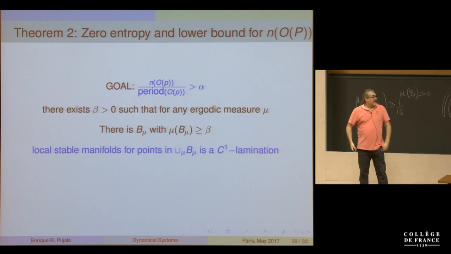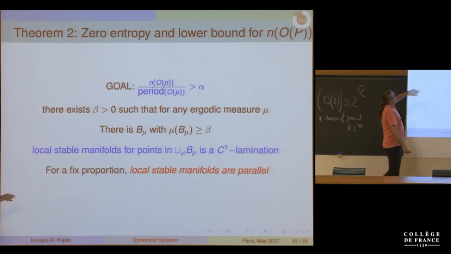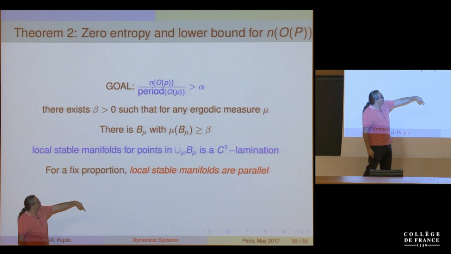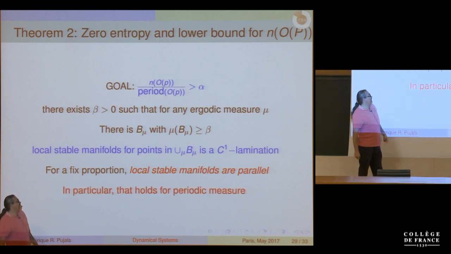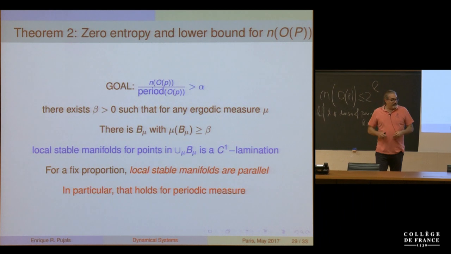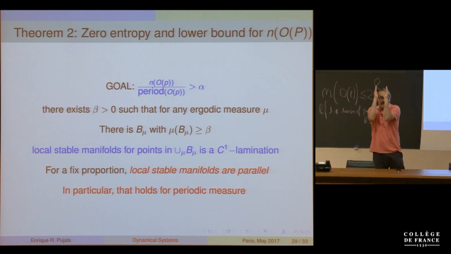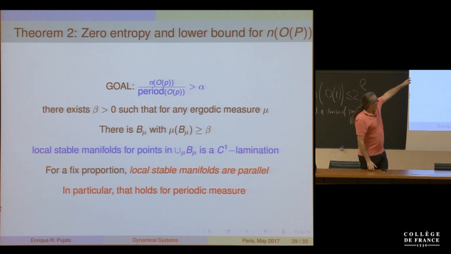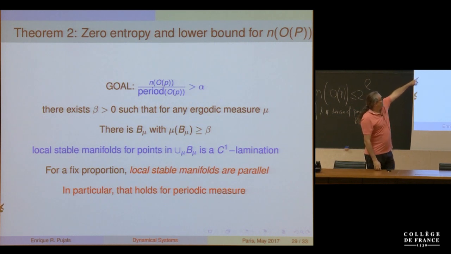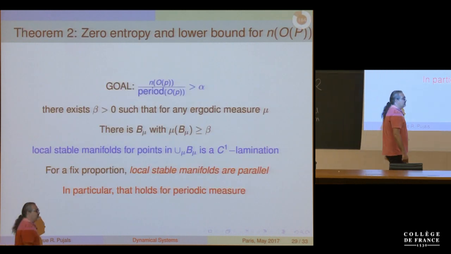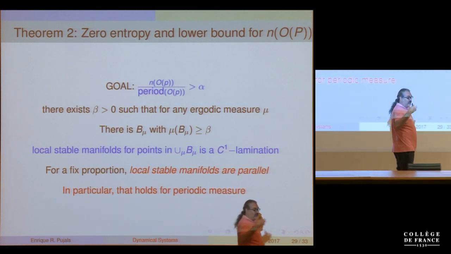They are ordered. And the weight, this is beta uniform, so this means that this property of being parallel is, for the measure, a fixed proportion of stable manifolds. For a fixed proportion, the local stable manifolds are parallel, and in particular, they hold for periodic measures, because it's for all the measures. So for a periodic measure, you have these stable manifolds, and they start to look parallel. So with a big proportion, if you have this parallel property of stable manifolds, you have the lower bound, a fixed proportion of the lower bound on the totally ordered subsequences. Okay, so you have the two elements, and let's start to see how from there you build the renormalization structure.